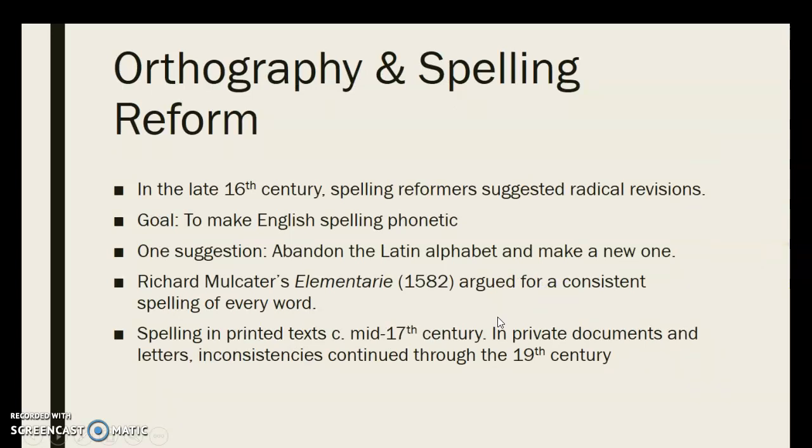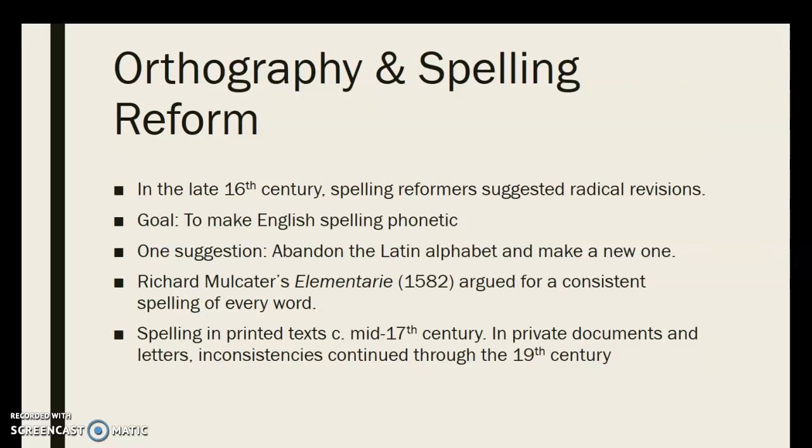As I mentioned in a previous lecture, the printing press started to standardize spelling in the late 15th century. By the late 16th century, however, there were groups of schoolmasters and educated gentlemen who found fault with the systems in place. Many of them wanted to make English spelling phonetic so that it would be easier for everyone to spell better. They even went so far as suggesting that the Latin alphabet be abandoned and a new one developed. Yeah, that didn't work, but they tried.